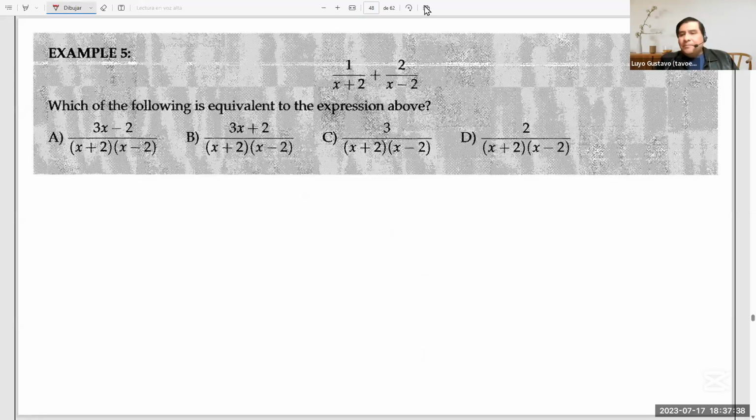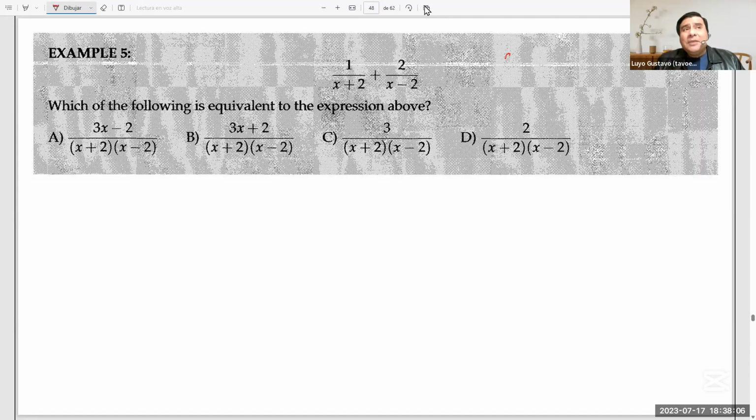Let's see one more. Example 5. Notice now this is a little different. It's like fractions, but with variables or algebraic expressions in the denominator. How do we proceed here? 1 over x plus 2 over x minus 2. Okay, guys, what did you do when you had two fractions and you wanted to add them or subtract them, but the fractions had a different denominator?